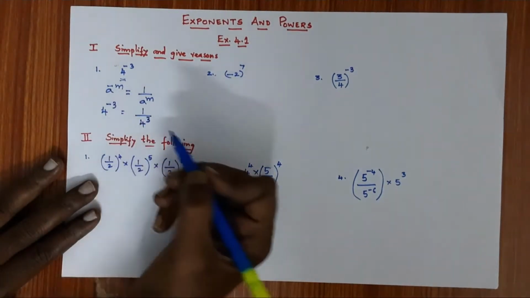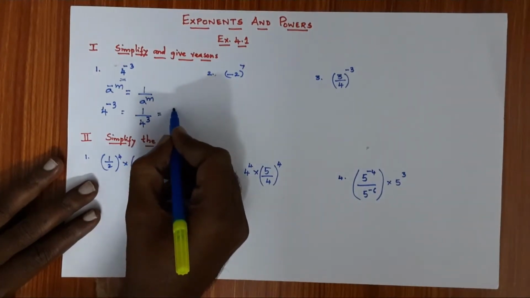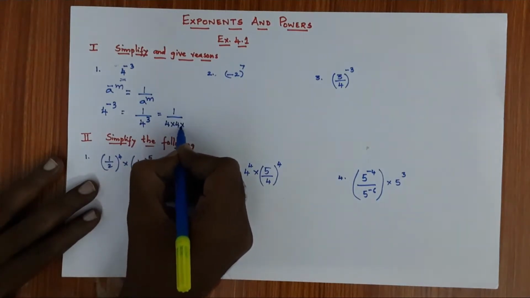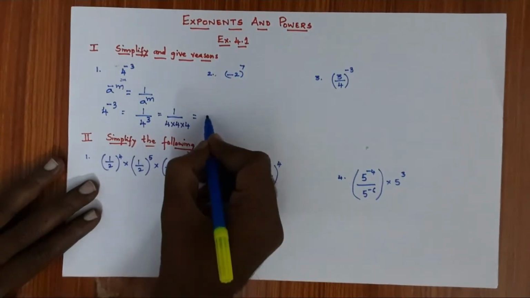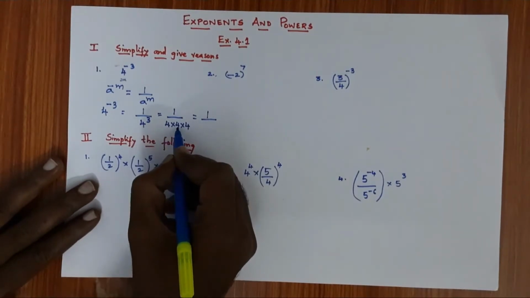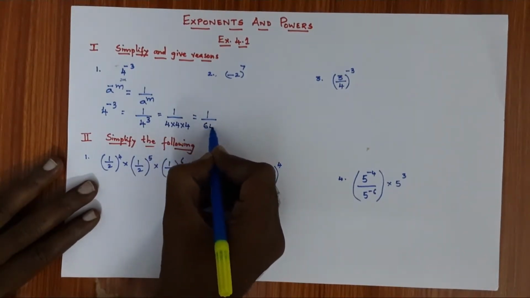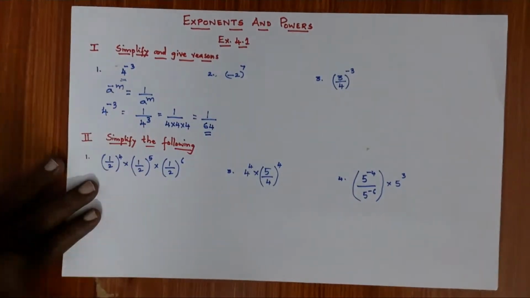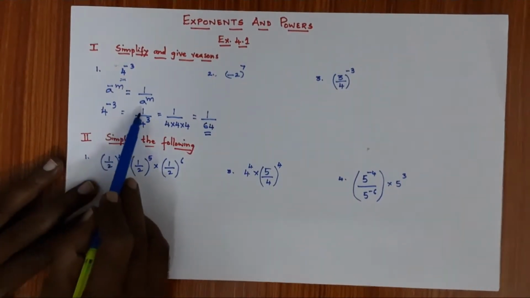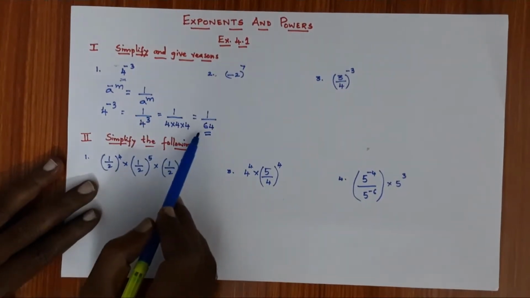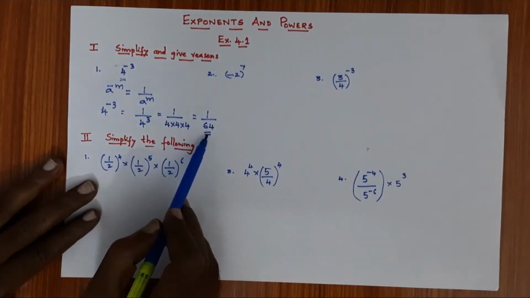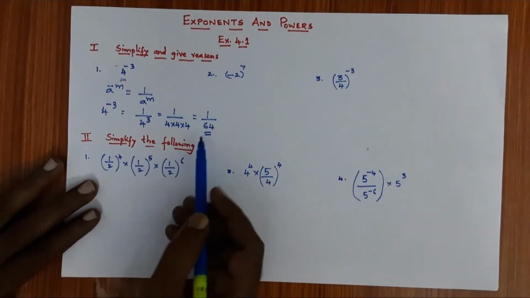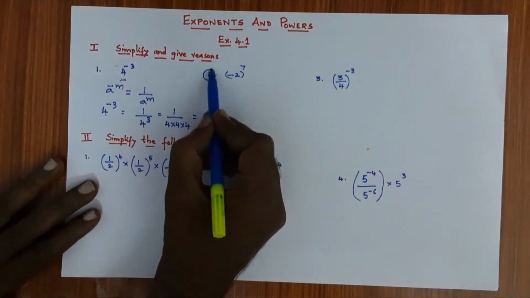Still you can simplify this by writing 1 by 4 repeated 3 times, which is equal to 1 by 4 4s are 16, 16 4s are 64. So this is the solution. So 4 to the power of minus 3 can be written as 1 by 4 to the power of 3, and by simplifying this we get 1 by 64. Okay children, did you understand? Now let us go for the second problem.